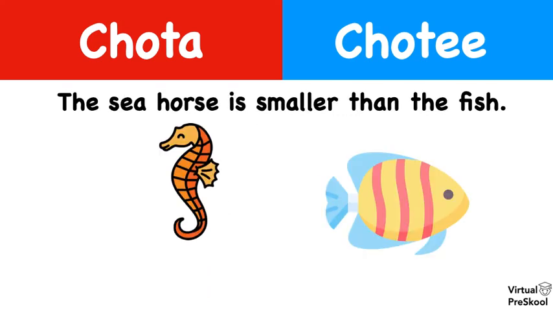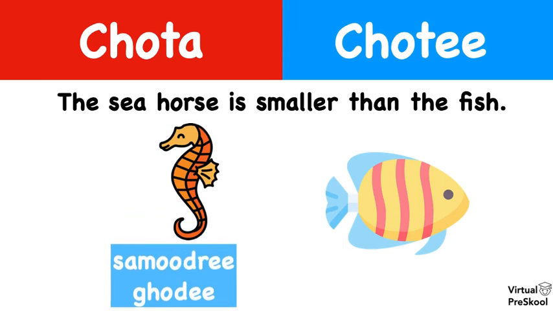Another one. The seahorse is smaller than the fish. Seahorse in Hindi is samudri ghodi. Fish is machli. So would we use chota or choti? Well, the sentence is about the seahorse, and seahorse is samudri ghodi. So that means we would use choti. So put the sentence together. How would we say the seahorse is smaller than the fish?